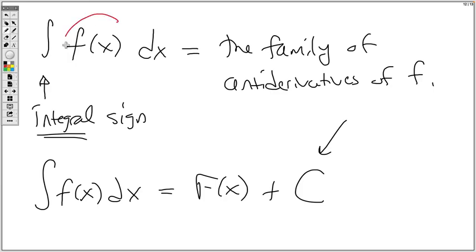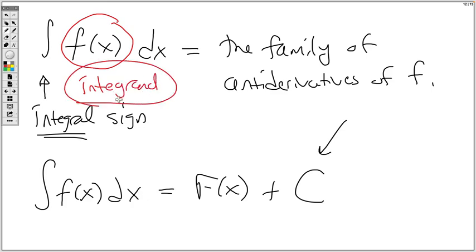The function you're integrating is called the integrand. All right, so if you hear me talk about the integrand, doing stuff to the integrand, it's the function you're integrating. The x here tells you this is the variable of integration.